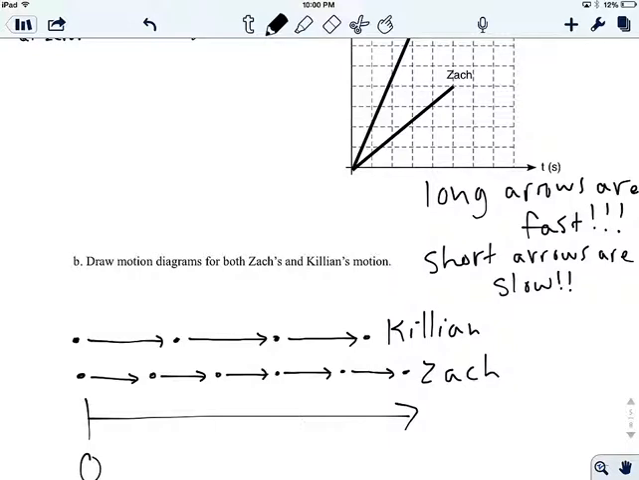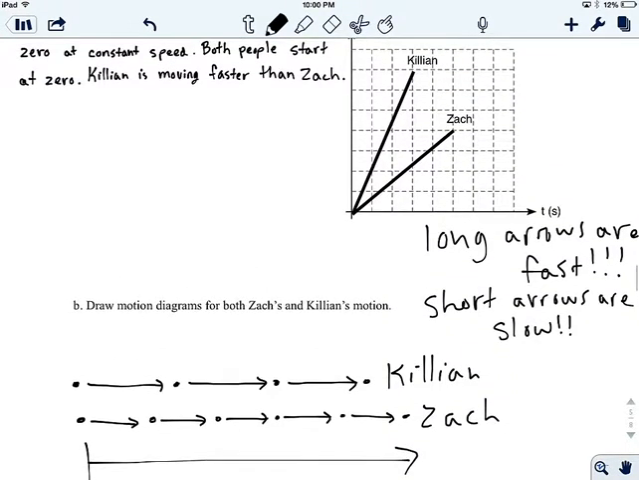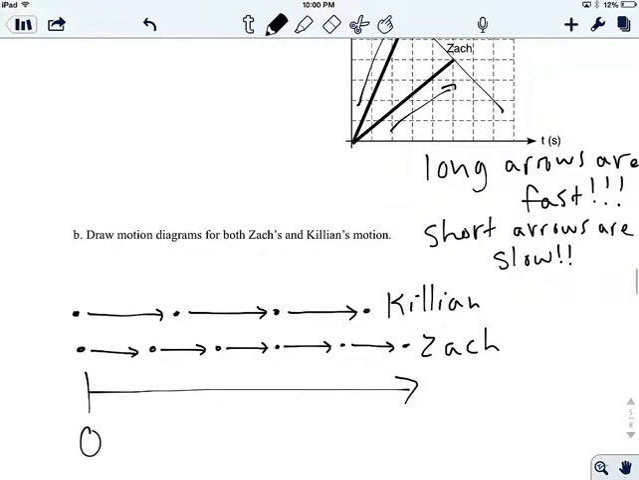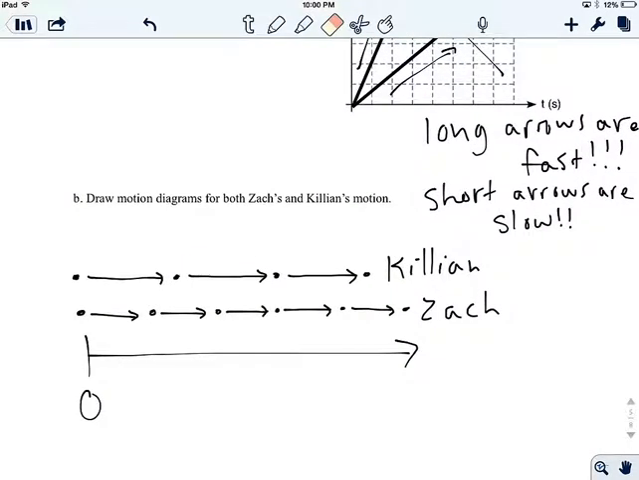It's important that they're both going to the right because both of their graphs were uphill. If I had had a downhill line, then I would have arrows going back this direction. But I don't have that, so we shouldn't see that in this question. All right, there we go. That's question 3.